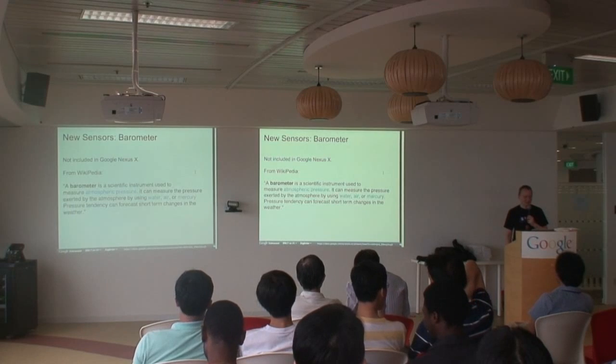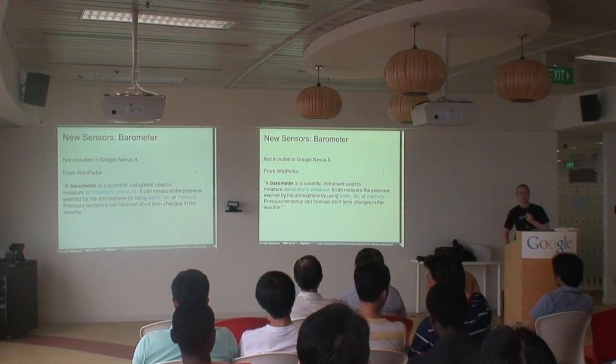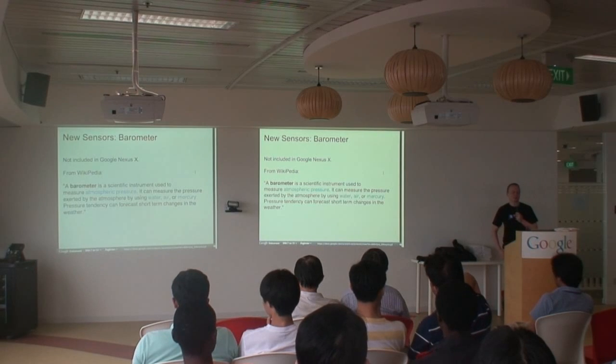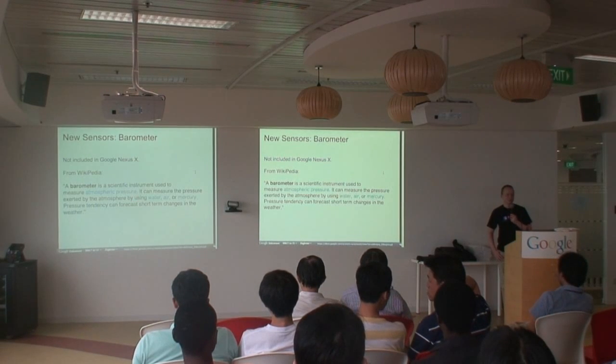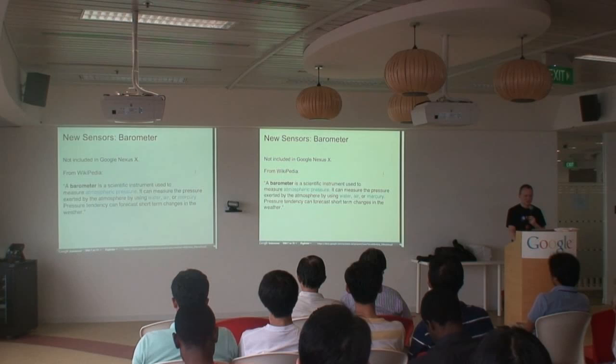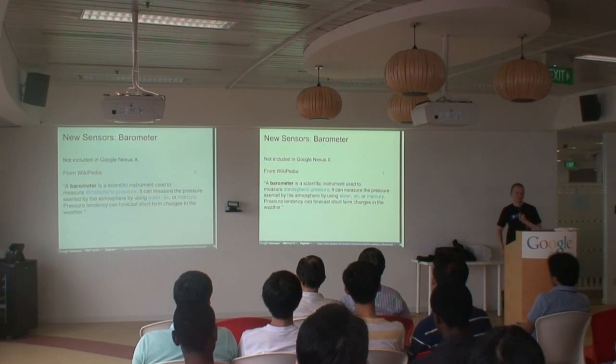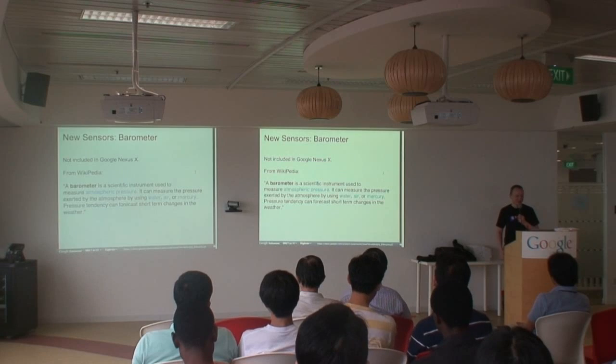Good question. Okay, so moving on to the new sensors. One of the new sensors supported by Android is the barometer. And this is also one of the new features not included in the Google Nexus S. Wrong spelling there, sorry about that. Yeah, maybe that's the next Nexus version. I don't know.